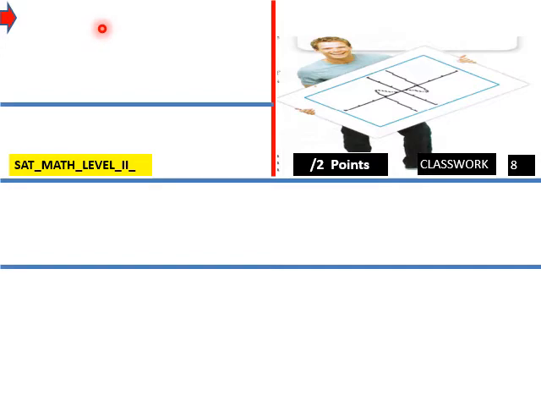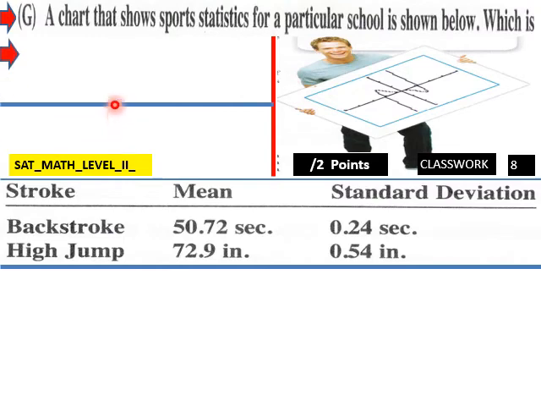G, a chart that shows sports statistics for a particular school is shown below. We got some stats down here. Which is statistically a better score? 50.3 seconds in the backstroke, or the 74 inches in the high jump? So statistically, meaning which is a better score relative to the other scores.